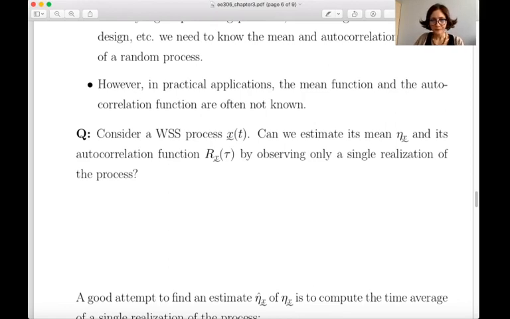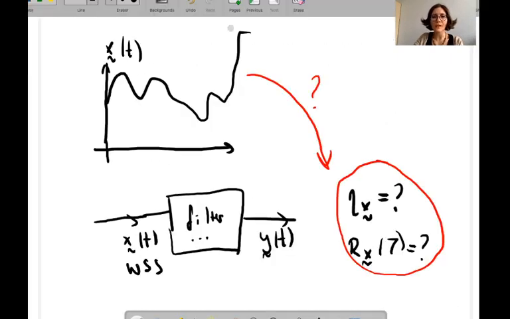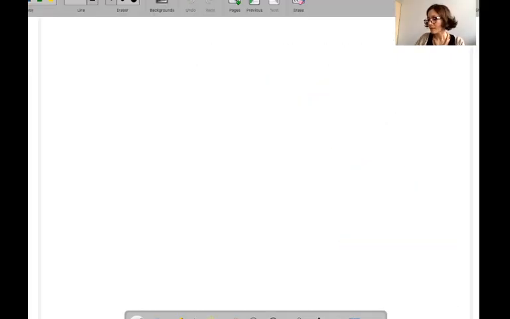So let's maybe ask the following question. Let's say that we can assume that our random process is such a random process that it's possible to estimate the mean function. Now, how would you do that actually? What would be your first guess? So somebody gives you a single realization of your random process.